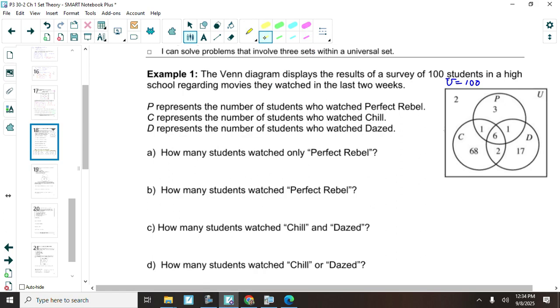Perfect Rebel, and we want only Perfect Rebel. So our crescent moon has a little bit of an extra bite out of it. But this is only Perfect Rebel. Does that make sense? Other people watched Perfect Rebel, but they also watched other movies. So when we see the word only, we need to make sure that it excludes all the other ones.